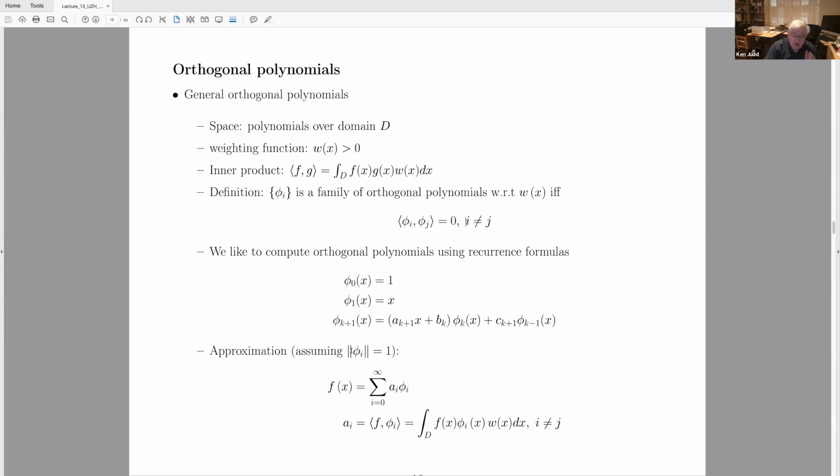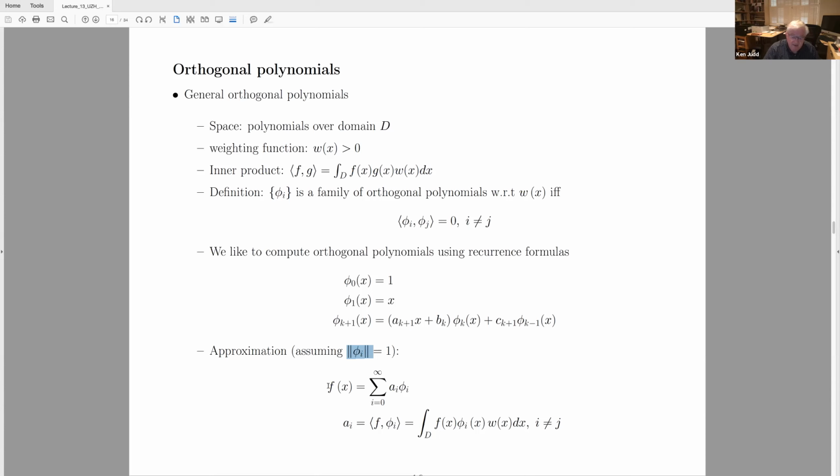Now assume that the norms, oh, by the way, the norm of phi I is the inner product with itself. Which, in a vector space context, is what you think of as a norm. Once you have an inner product, the norm of an element in a vector space is the inner product of an element with respect to itself. Now, assume that for every I, the norm of phi I is 1. Now, that is actually what we call an orthonormal basis.